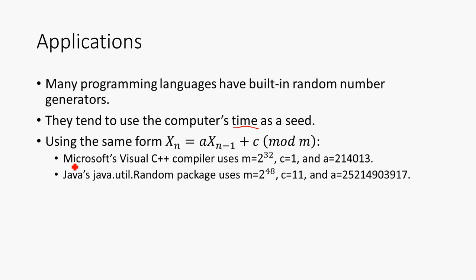A few ways that people have implemented this: Microsoft's Visual C++ compiler uses m to be 2 to the 32, because of 32 bits in their operating system for the earlier versions of Windows, c to be 1, just convenient, I guess, and a to be this number right here. Another example of this would be Java's random utility package, and that includes an m of 2 to the 48, and c of 11, and a to be this guy right here. So as you can see, this technique is pretty commonly used to generate random numbers in a fairly uniform distribution.